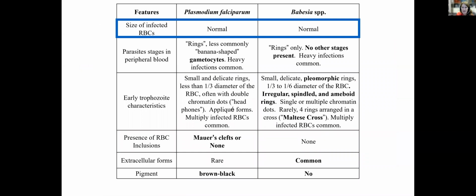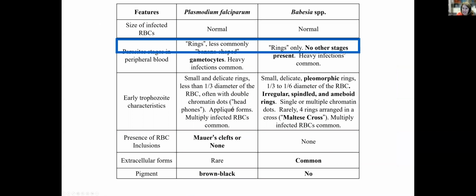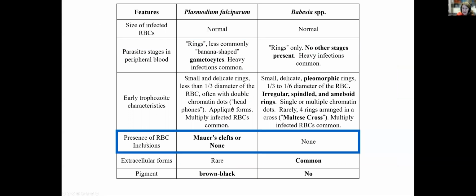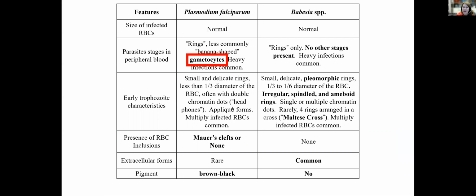First of all, the similarities with Plasmodium falciparum and Babesia: the size of the infected red blood cell is normal compared to uninfected neighboring cells. You mostly see rings, those early trophozoite stages, and often there are no red blood cell inclusions, although sometimes you can see Maurer's clefts in Plasmodium falciparum. So those are the things that make them look similar. How do you differentiate them? Well, if you see banana-shaped gametocytes, it's Plasmodium falciparum. That's easy.